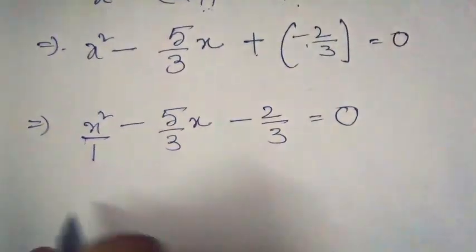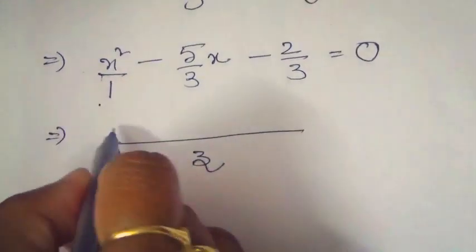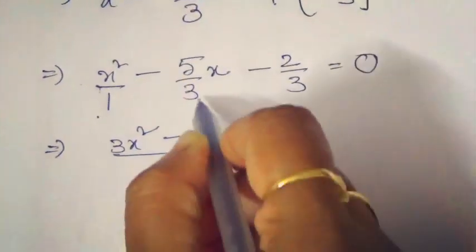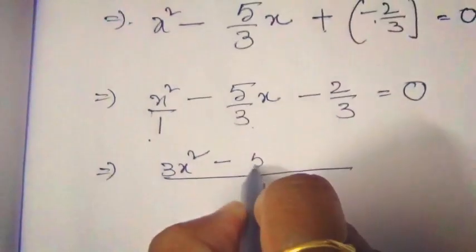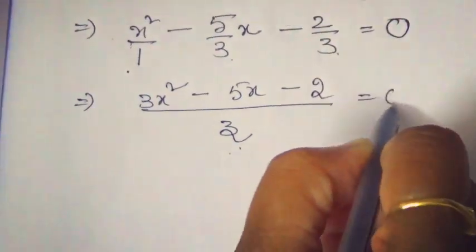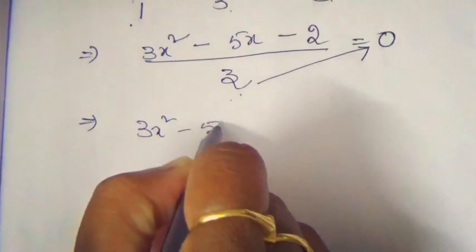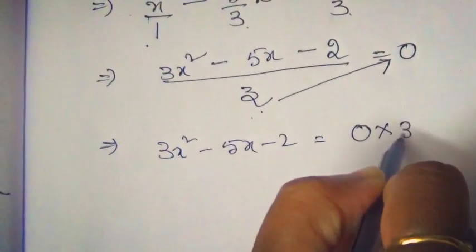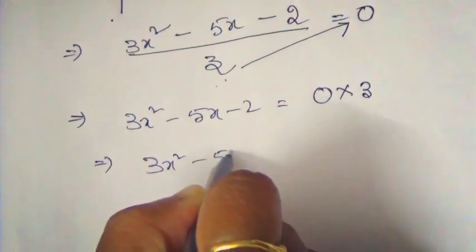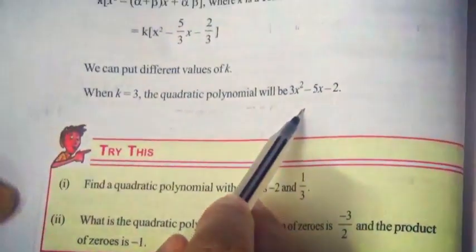We keep 1 here, and do the LCM of this equation. So 3 times x square is 3x square, minus 3 times 5 by 3 x is 5x, minus 3 times 2 by 3 is 2, equal to 0. Take this 3 to the other side: 3x square minus 5x minus 2 is equal to 0 into 3. That implies 3x square minus 5x minus 2 is equal to 0. It is the final quadratic equation using these two zeros. So here it is the answer.